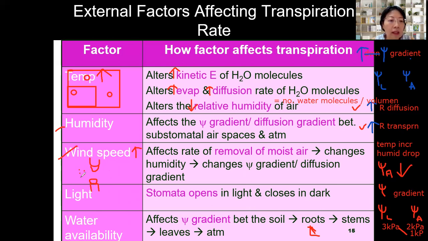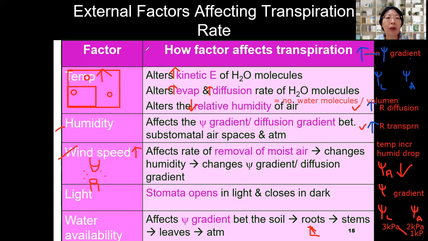If I use the number of dots to represent water potential in the substomatal air spaces, say, for example, I don't draw so many now, 3 dots is enough. 3 dots because originally it's 3 kilopascals. Then here, originally 2 kilopascals. So 3 versus 2.